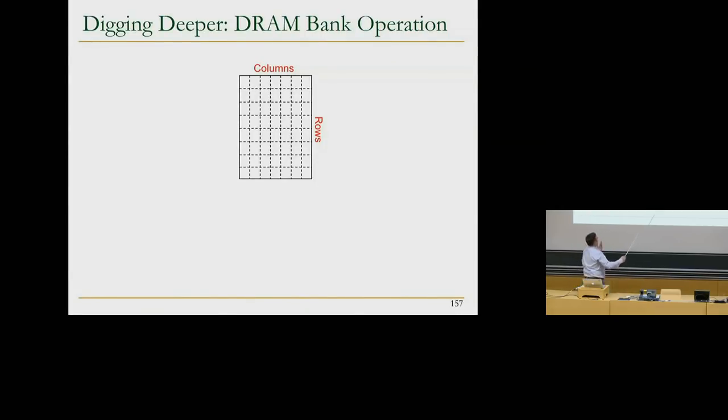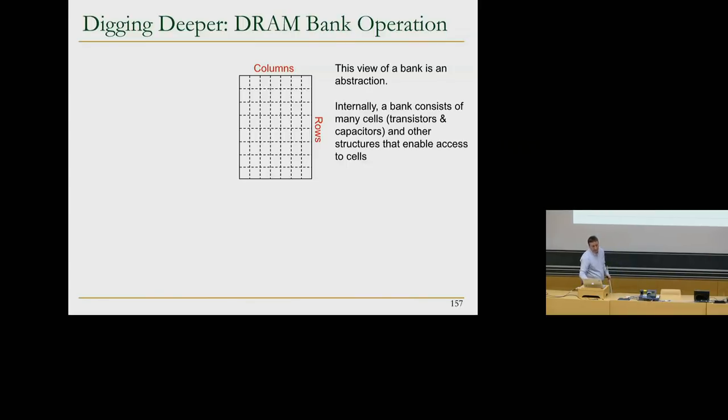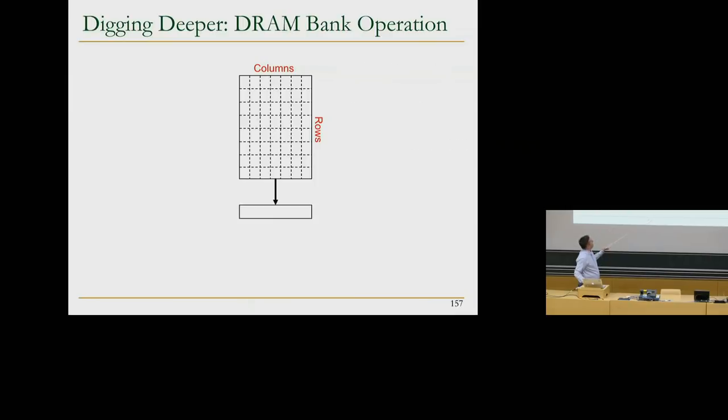Still, this much I can tell, the memory is organized in columns and rows. So if you have a million bits that you store, you distribute them in this two-dimensional array. And in reality, it's a bit more complex than that. But what happens is that you have a row buffer.